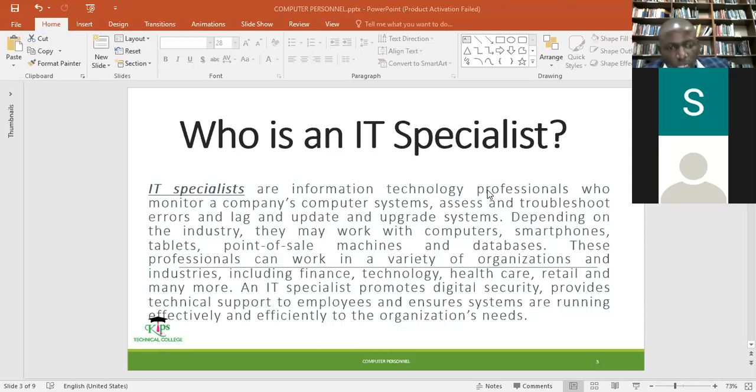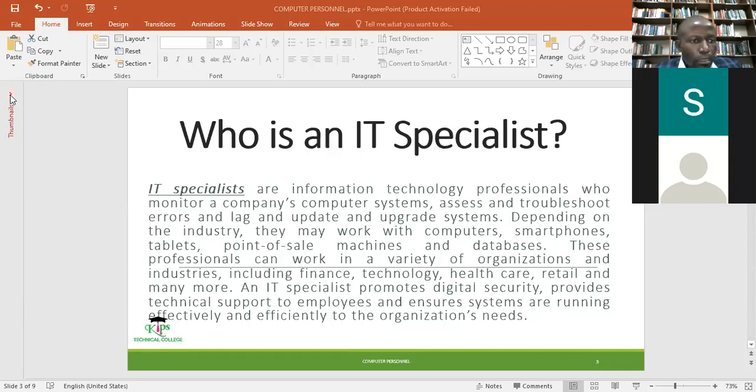So IT professionals can work in a wide range of companies, those that deal purely with finance, technology, healthcare, retail, engineering and many others. Their work as IT specialists is to promote digital security. They provide technical support to employees, and ensure that systems are running effectively and efficiently for the various work organizations need. Very important.